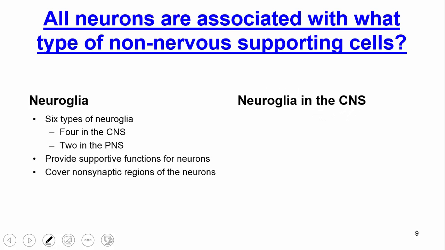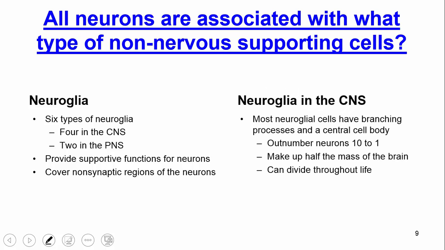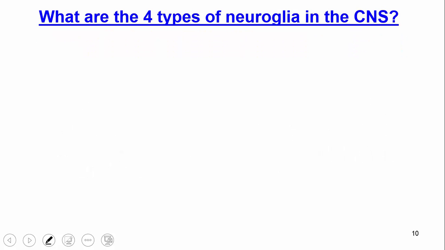Okay, so what are the neuroglia in the central nervous system? Well, if we talk about those, basically we want to see that they outnumber the neurons 10 to 1. So there's a lot more support cells than actual neurons, which is sort of interesting. They make up a huge amount of the mass of the brain, right? And they can divide throughout your life. So let's look at those here. Let's focus on the central nervous system first and the 4 types of neuroglia we find there.